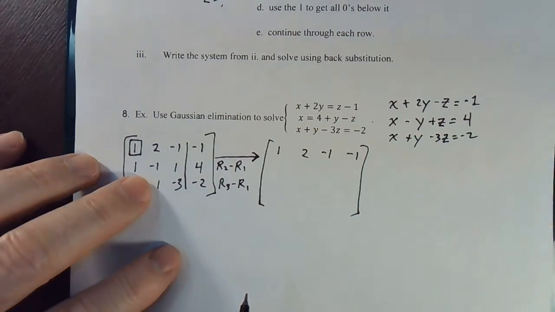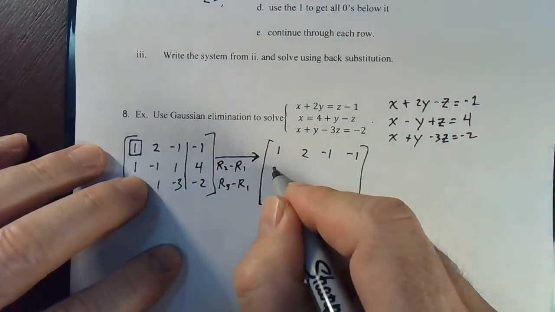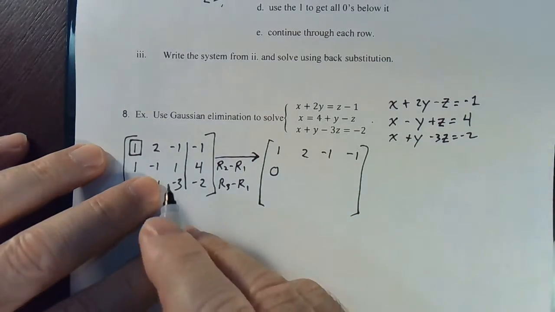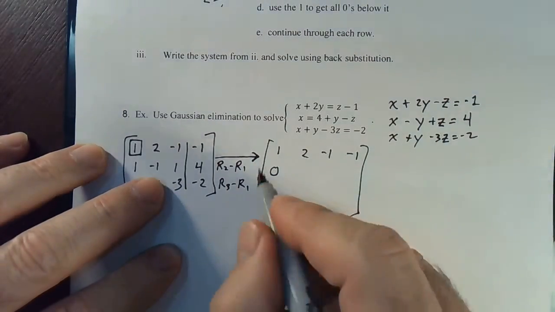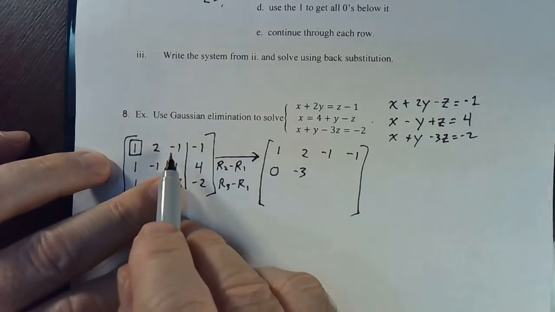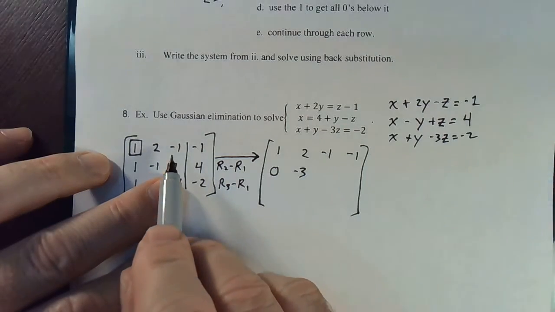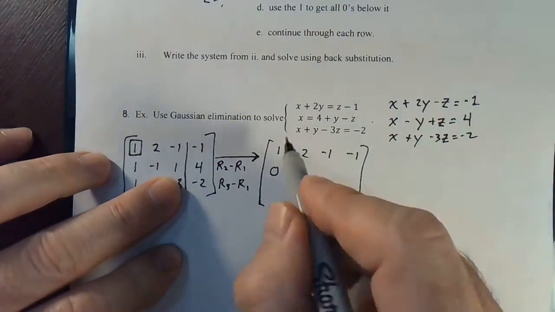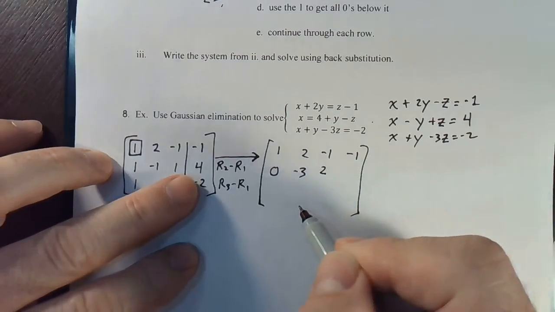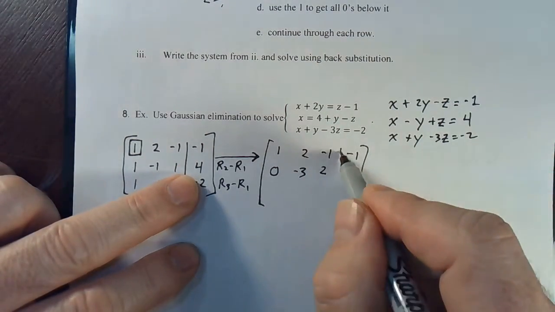Row number 2 minus row 1. So 1 minus 1 gives me a 0. That was what we wanted. What's negative 1 minus 2? Negative 3. What is 1 minus negative 1? It's not 1 minus 1, it's 1 minus negative 1, which is 1 plus 1 for 2. 4 minus negative 1 is 5.